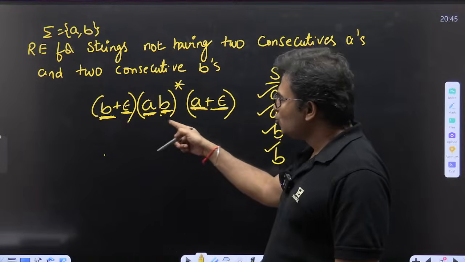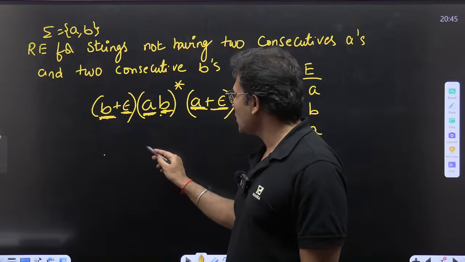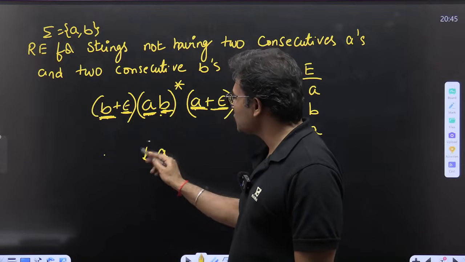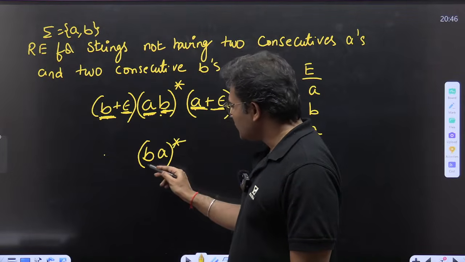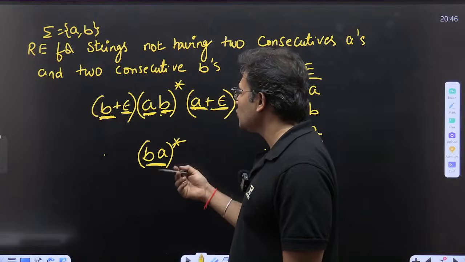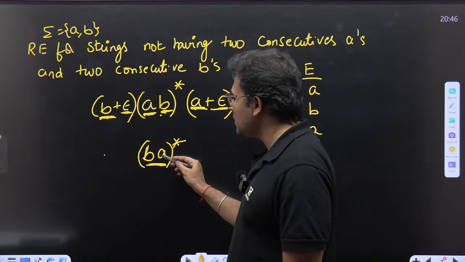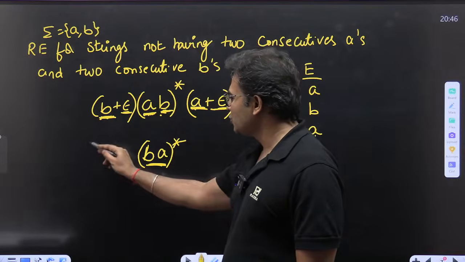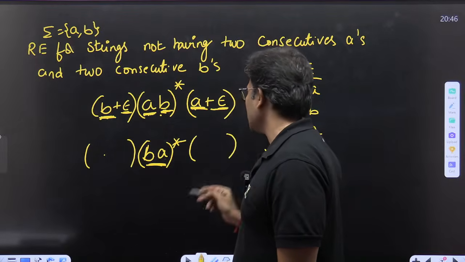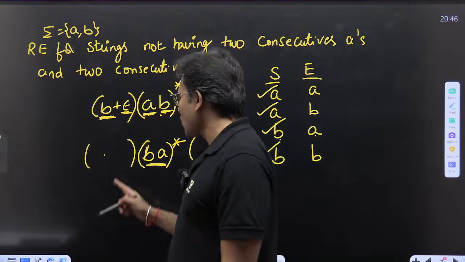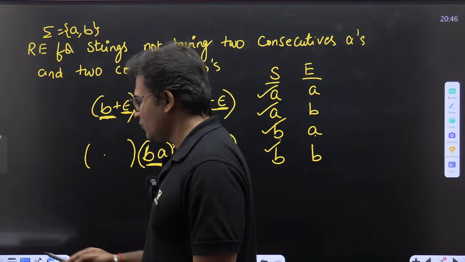Now you do a case where you can also have (BA)* in the middle. This one will also give you alternating A's and B's, but the problem is it is always starting with a B and ending with an A. What should you write here? Fill in these blanks. What should you write here and what should you write here?